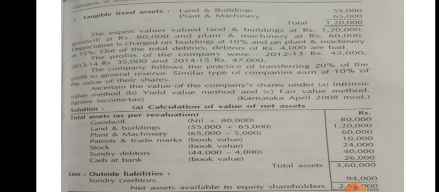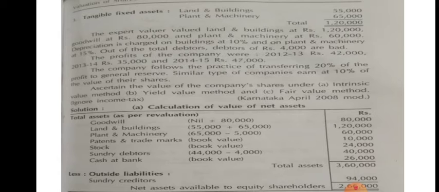Okay, so this book value is given, so market value of 60,000 we have to take. And next, patents and trademarks: because the market value is not given for the patents, the book value is given directly, so we have to take the book value as it is. If the market value is not given, we take the book value. Patent is rupees 10,000, and stock also at book value is rupees 24,000.